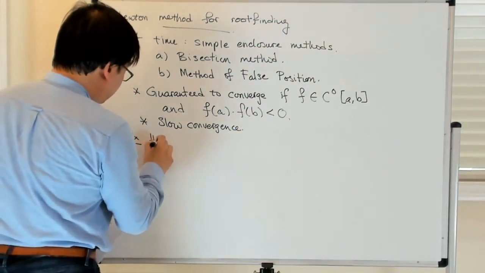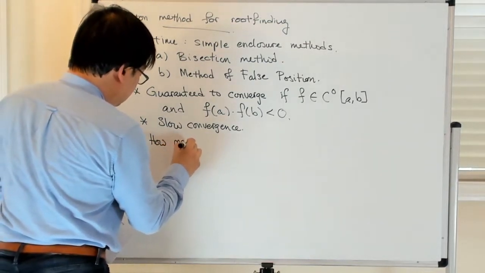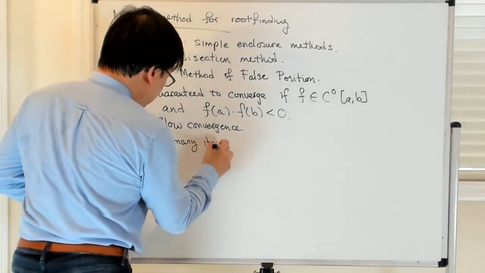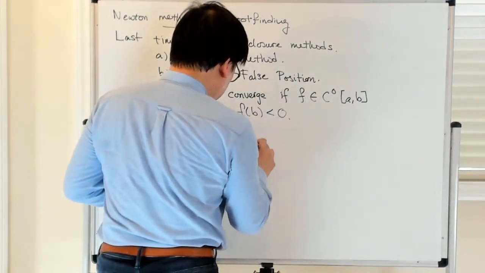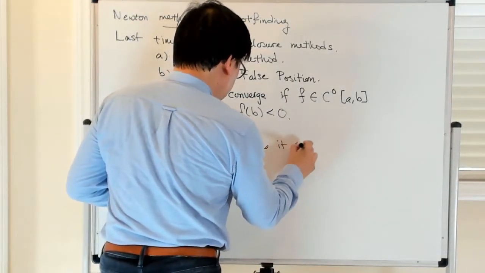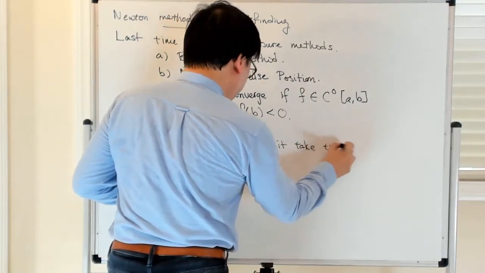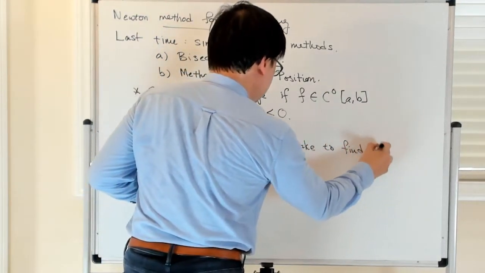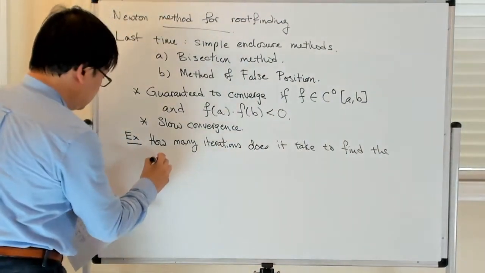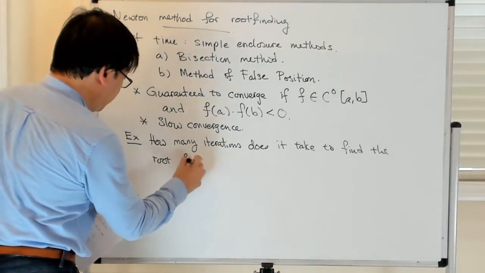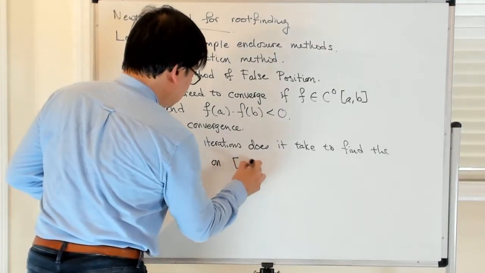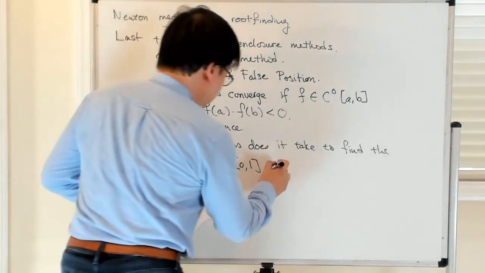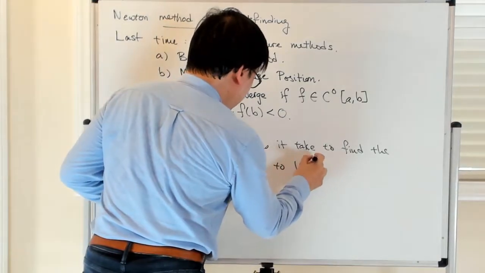How many iterations does it take to find the root of f of x on the unit interval to 10 to the minus 10?